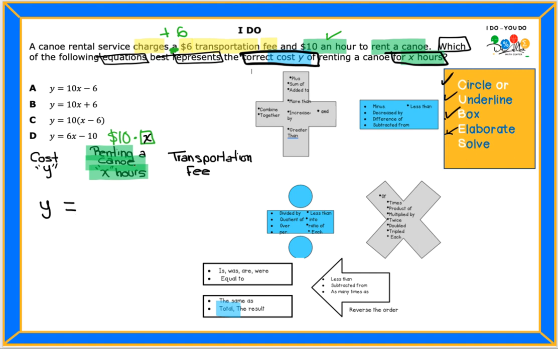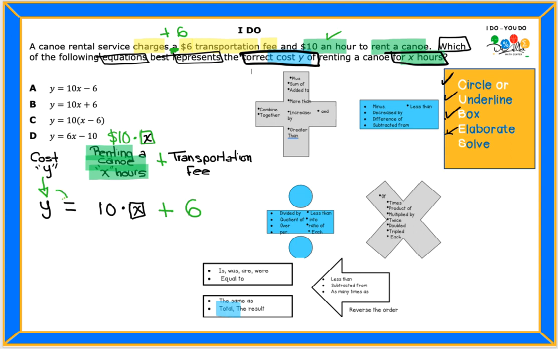Great. Then here I know that renting the canoe depends on how many hours, but we already said that it's gonna be 10 multiplied by the number of hours, and in this case we represent that with the letter X. Great. And then the transportation fee, we mentioned since the beginning that's gonna be more money. And how much is that? It's a 6. So that should be my equation to find the total cost, you see, guys?